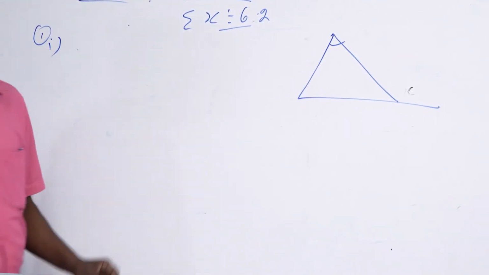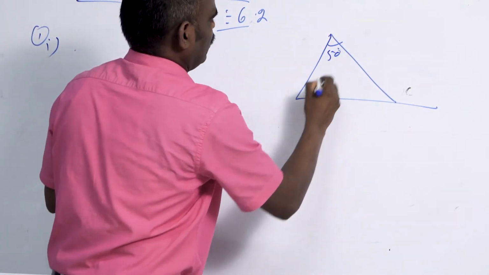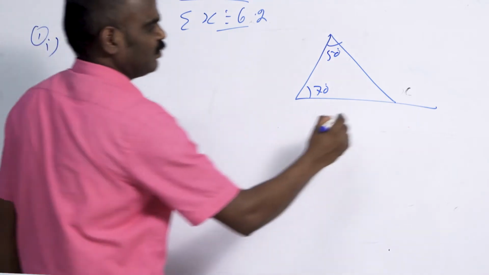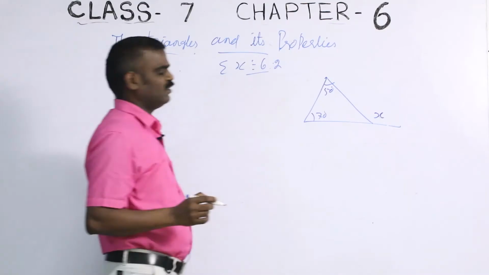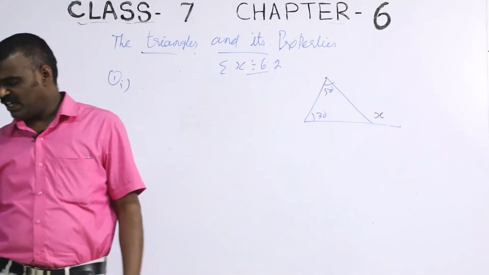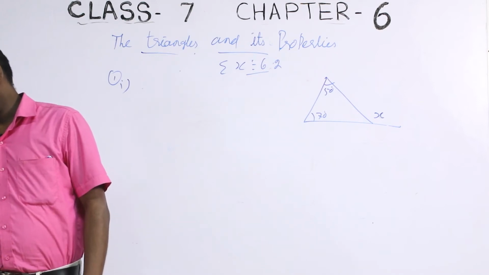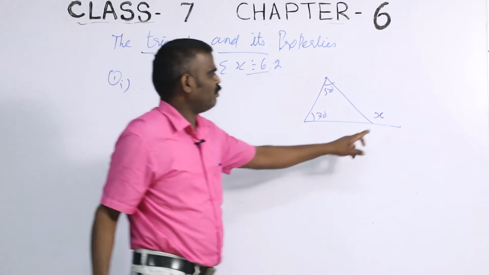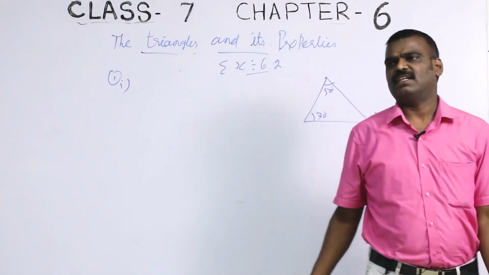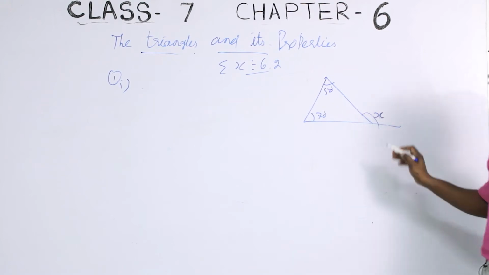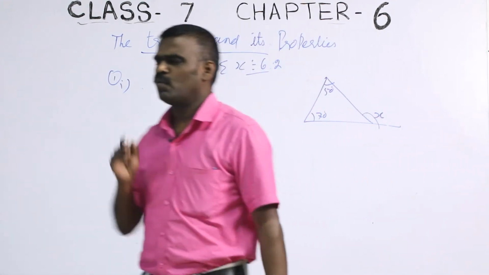Which one? 50 degree, 70 degree, then another one, x. What are they asking? Find the value of the unknown exterior angle x in the following figure. Unknown means x value we do not know. What is the name of this angle x? Yes, what do you call? Exterior angle, right? Exterior angle x value we do not know. We are asked to find it out.